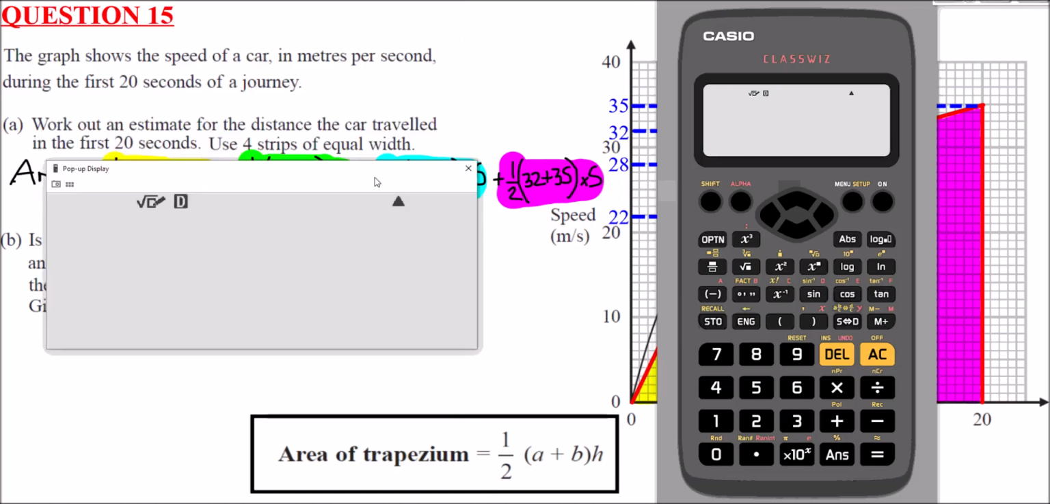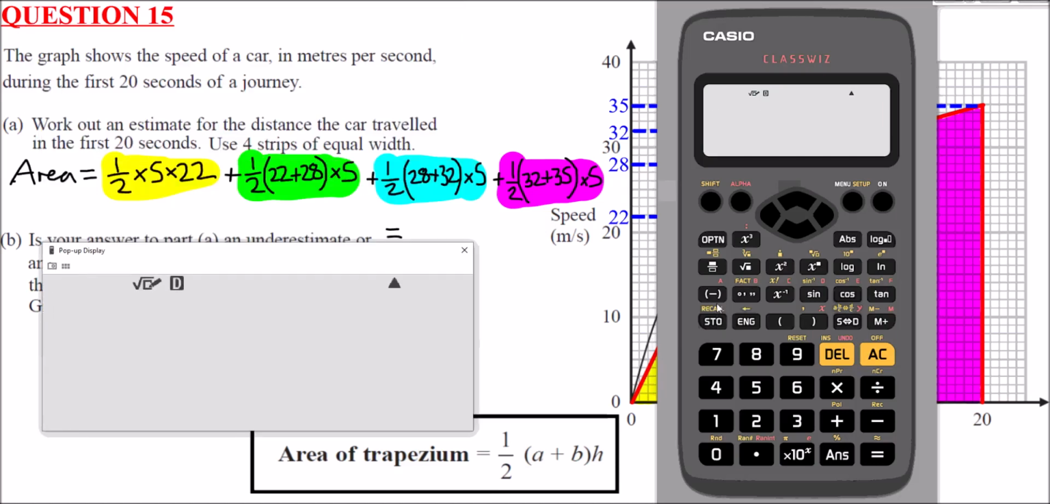So first of all, we've got a half times 5 times 22. Then if you want to put brackets in where you can, but remember BIDMAS, it'll multiply first and then add them up separately anyway after, because multiply comes before addition. So the calculator will sort that for you.